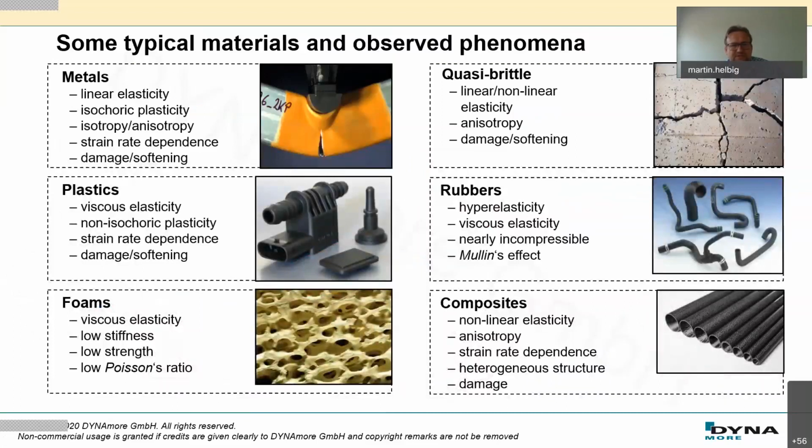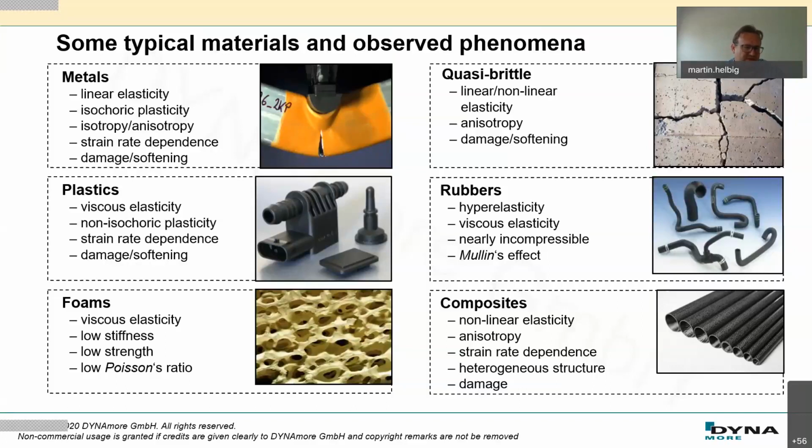So we have, for some typical materials, some typical phenomena. For metals, we have a linear elasticity, an isochoric plasticity, sometimes an isotropic or an anisotropic yield behavior. We can have a strain rate dependence, and we also should take into account damage or softening. For plastics or polymers, thermoplastics, we also have a viscoelasticity, which means that the elasticity depends on the load velocity. We have an isochoric or sometimes also a non-isochoric plasticity. This means our macroscopic volumetric strain is increasing with an increasing deformation. Most polymers are strain rate dependent, and we also have some damage or softening on polymers.